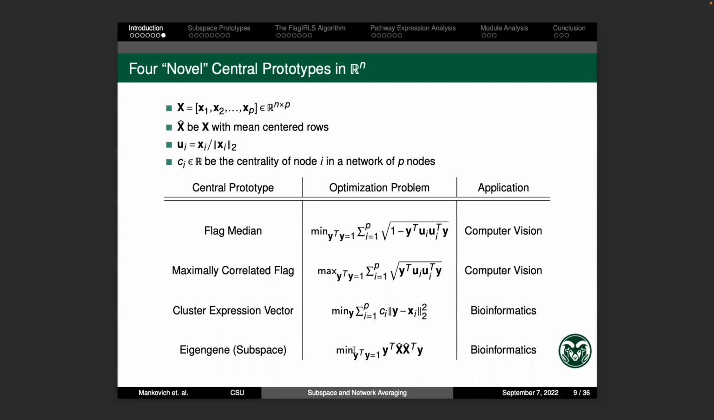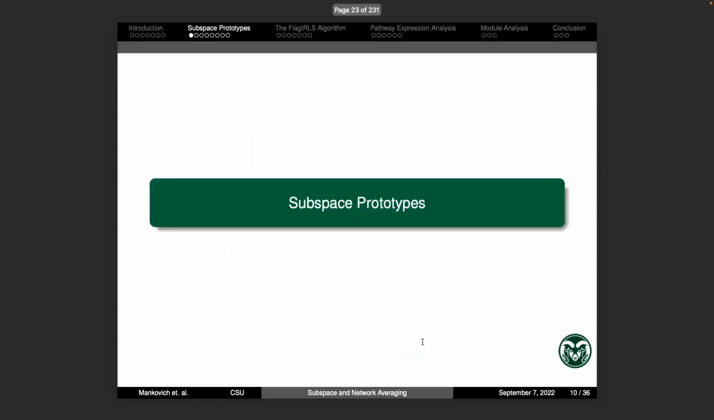I believe this is actually, there's my first mistake. There's always mistakes. This is actually a maximization problem here. So my apologies. This should be a maximization problem for the eigengene subspace. Okay, moving on. I'm going to start talking about subspace prototypes.